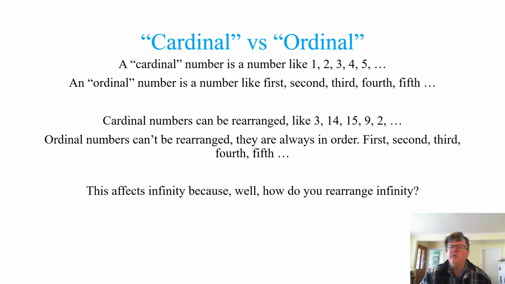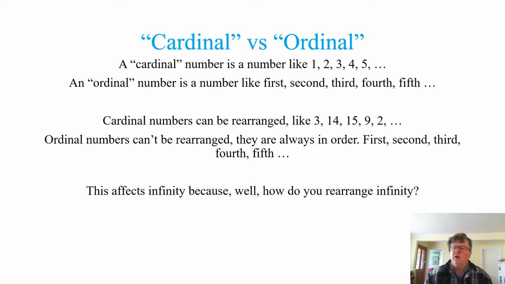Now I'm going to start off with the difference between cardinal and ordinal. A cardinal number is a number like 1, 2, 3, 4, 5, etc. An ordinal number is a number like 1st, 2nd, 3rd, 4th, 5th. The cardinal numbers can be rearranged in any order, like 3, 14, 15, 9, 2, etc. But ordinal numbers can't be rearranged, they're always in order. So 1st, 2nd, 3rd, 4th, 5th.